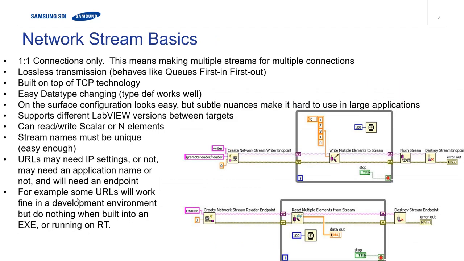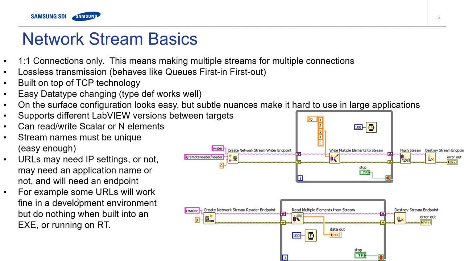Well, I guess you could argue TCP might be just as good, but then there's more work in setup. So that's why I'm discussing network streams. A couple of network stream basics: it's a one-to-one connection only. So this doesn't mean you can't have multiple connections.